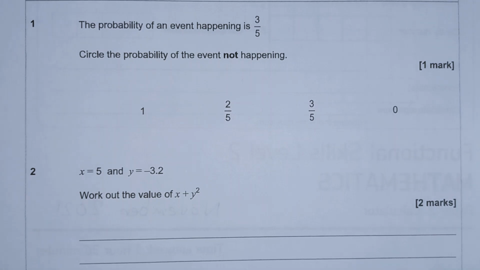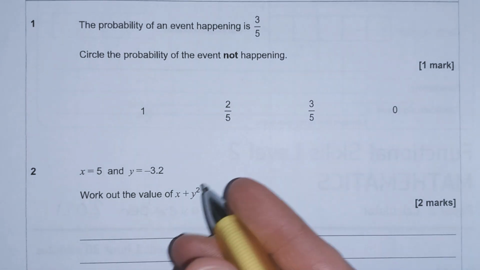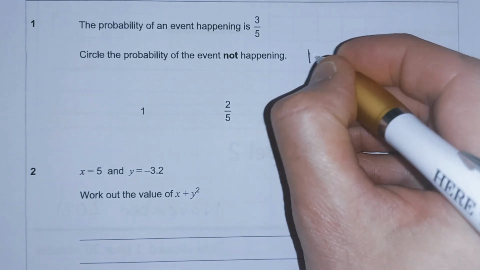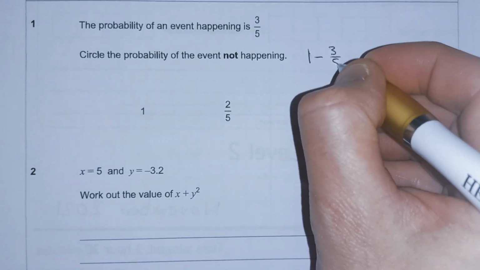Question 1. The probability of an event happening is 3/5. Circle the probability of the event not happening. Well, probabilities always need to add up to 1. So the probability of it not happening would be 1 minus 3/5.